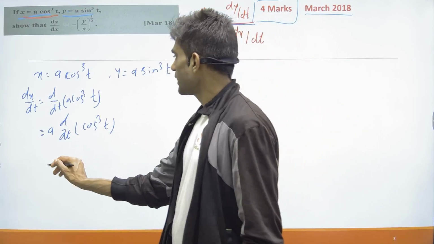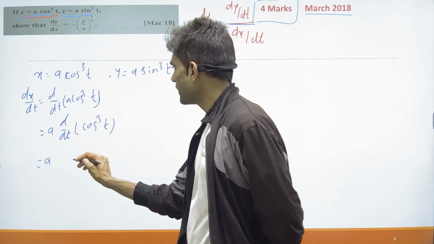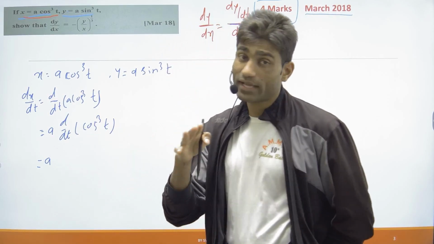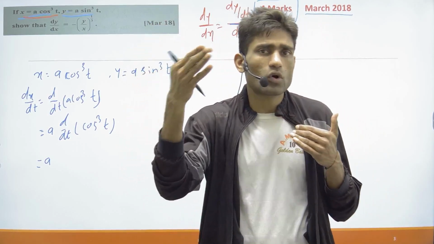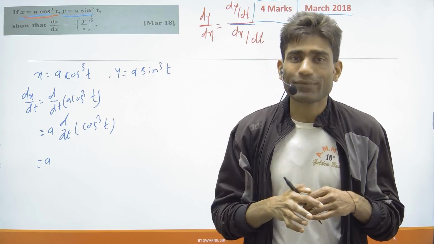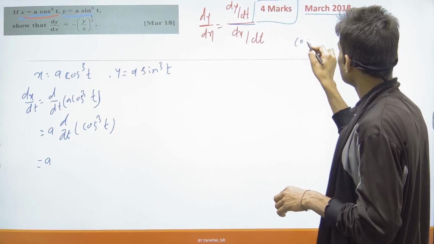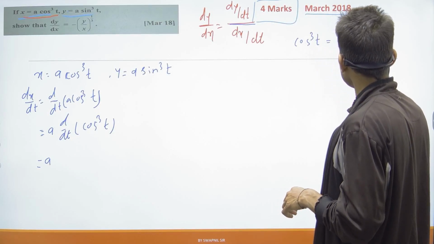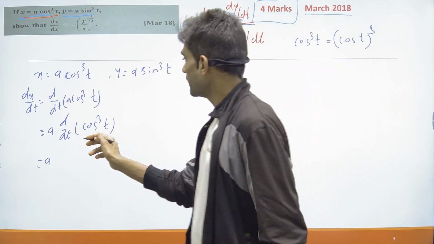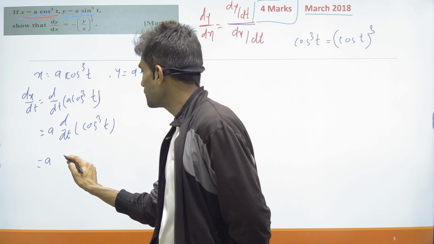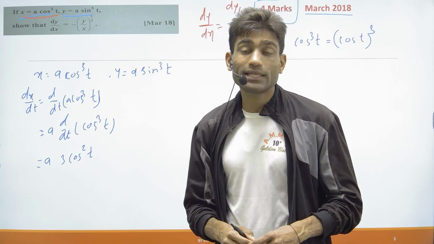Take the differentiation, keep the constant as it is, and cos cube of t having differentiation. Now x raised to n, first of all we have to apply. Cos cube of t and cos t to the power 3 both have the same meaning, so don't get confused about these terms. Cos cube of t is equal to cos of t to the power 3. So cos cube of t means n x raised to n minus 1, so 3 cos square of t, since n minus 1 is 3 minus 1, which comes to 2.